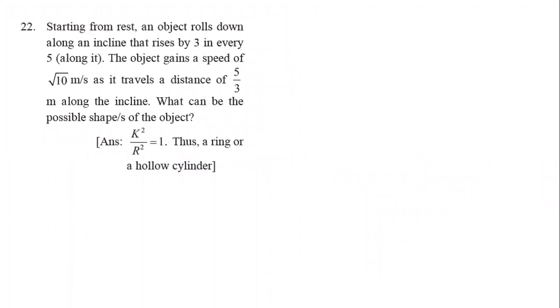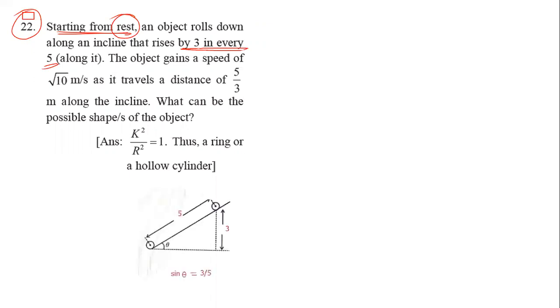Now next problem. Problem number 22 from the exercise. Now let's see what is inside it. Starting from rest, so initially the object is at rest. The object rolls down along the incline that rises by 3 in every 5. So it rises 3 in every 5.